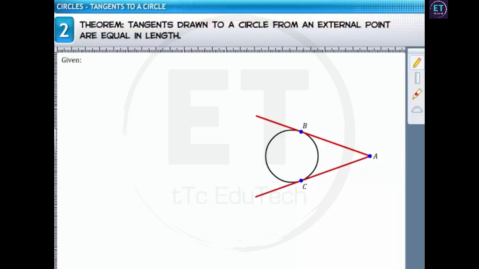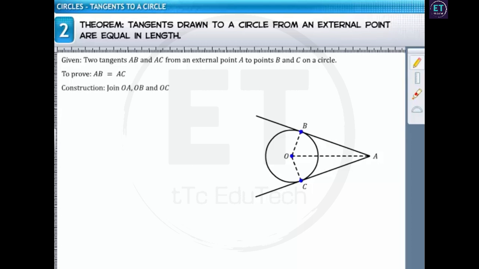Here we have two tangents AB and AC drawn from an external point A to points B and C on a circle. We have to prove that AB and AC are equal in length. Let us start by joining the external point A to the center of the circle O. Now join OB and OC. Here OB is perpendicular to AB, since the tangent at any point on a circle is perpendicular to the radius drawn to its point of contact. That is, angle OBA is equal to 90 degrees. Similarly, angle OCA is equal to 90 degrees.